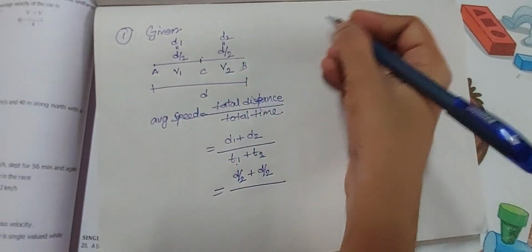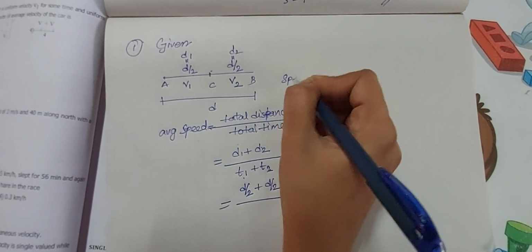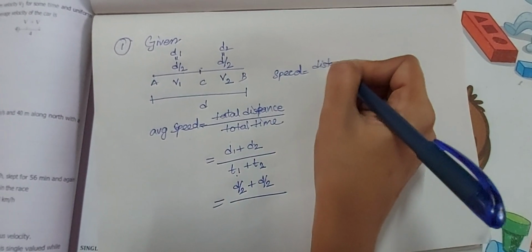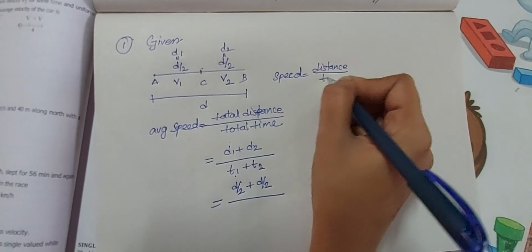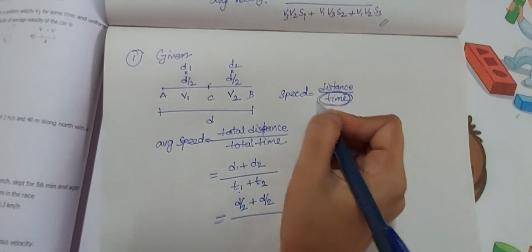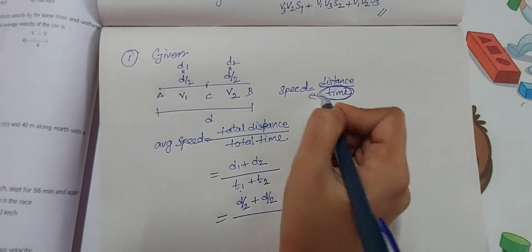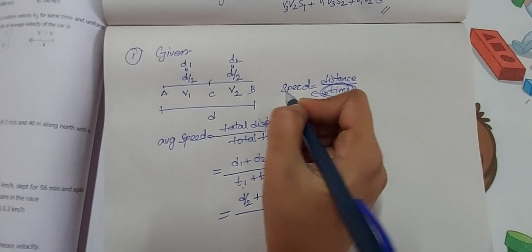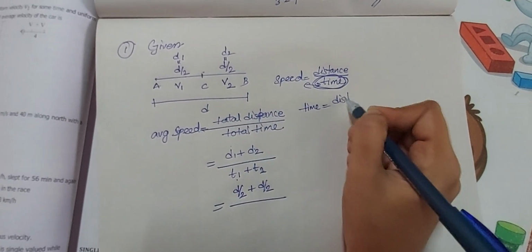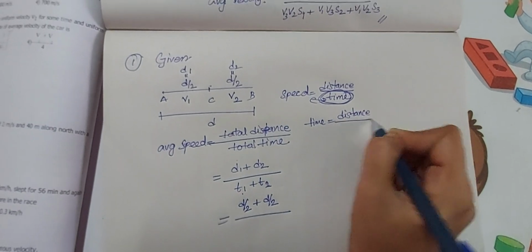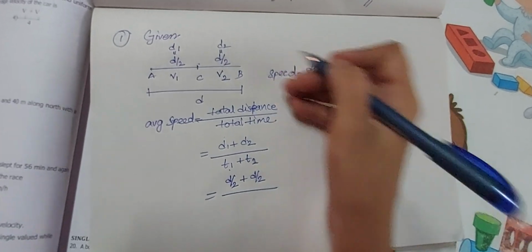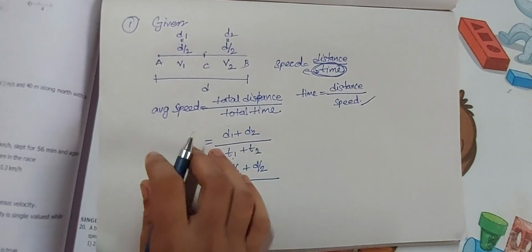So let us go back to your previous formula. We have a simple formula: speed is equal to distance by time. From this formula, what is time? Same as you did earlier, interchange the places of speed and time. In the place of speed, write time, and in the place of time, write speed. Just interchange, nothing else. Please make it as simple as you can.